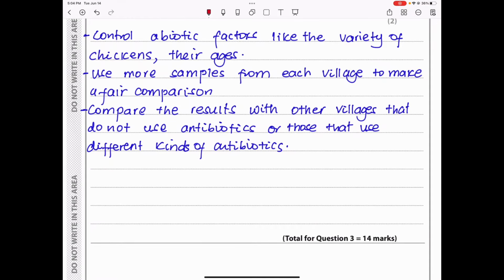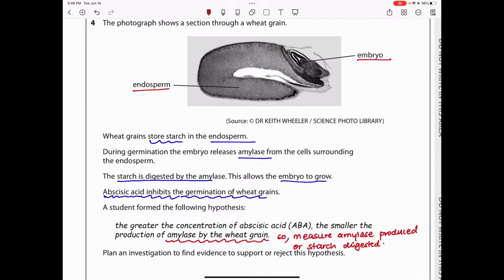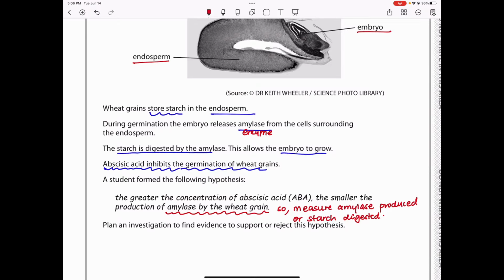Let's move on to question 4. Question 4, the photograph shows a section through a wheat grain. So in the wheat grain, we see the embryo and we see the endosperm. The first part says, wheat grains store starch in the endosperm. During germination, the embryo releases amylase, this is an enzyme, from the cells surrounding the endosperm. The starch is digested by the amylase. This allows the embryo to grow. Of course, starch is going to be converted into glucose, and the glucose is going to be used as a source of ATP, which provides energy for the embryo to germinate.